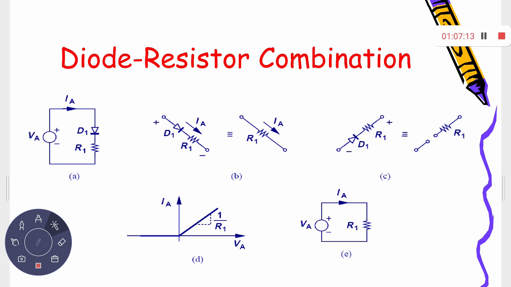Remember, this is not the current voltage characteristics of the diode, or of the resistor. Rather, this is the current voltage characteristics of the circuit itself. Make no mistake. Sometimes it is asked in the examination that for this particular circuit, if I assume that the diode is an ideal diode, draw the current voltage characteristics of this circuit. We find that the students draw the IV characteristics of a diode. It's not like that. It's the current voltage characteristics of this compound circuit, not of the diode in isolation or the resistance in isolation. It's a combination of this.